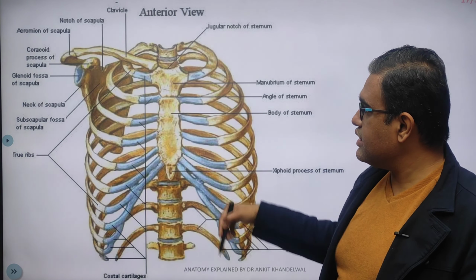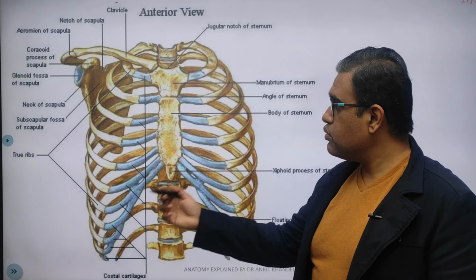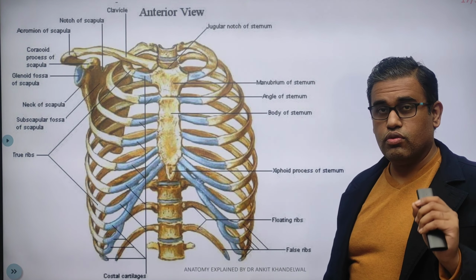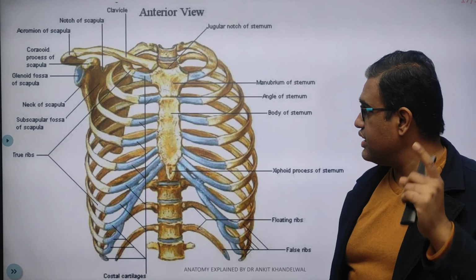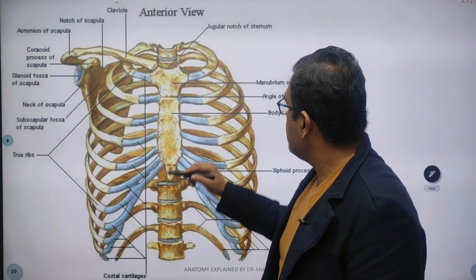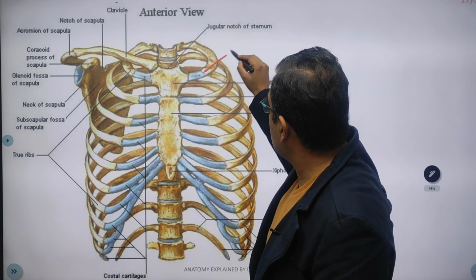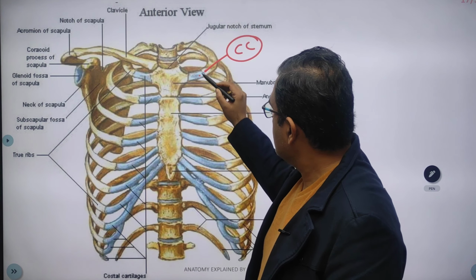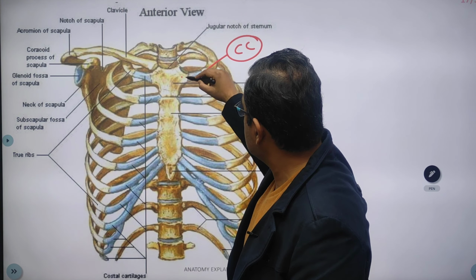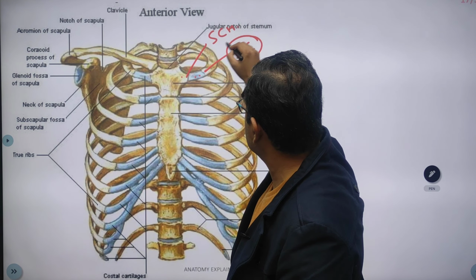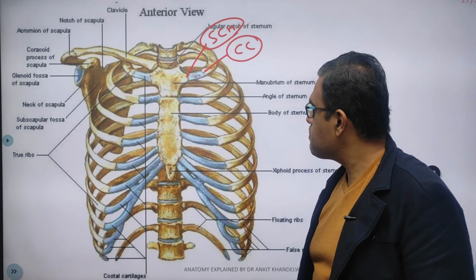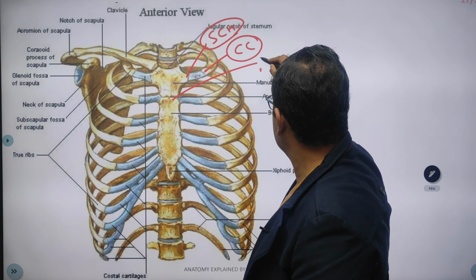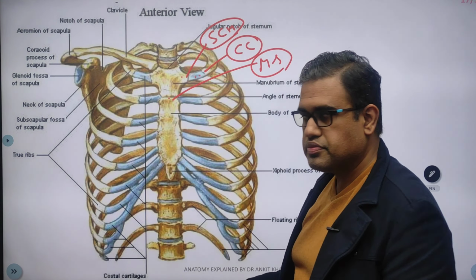Now here we are seeing again the anterior view. You'll see the posterior view also. But I wanted to show you various joints over here. I will just name the important joints. Now see, rib and its cartilage, costochondral joint. Sternum and the cartilage, sternochondral joint. Manubrium and body, manubriosternal joint.